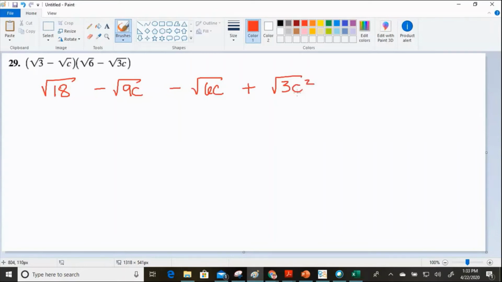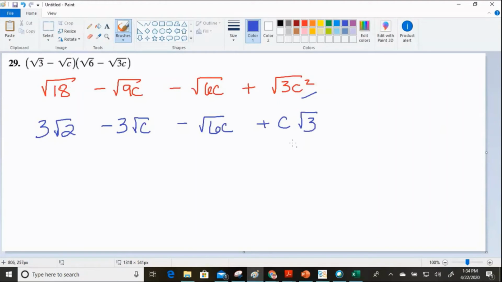So I'm going to simplify every one of them and then see if anything can be put together. So 18 is 3 square root of 2. 9c comes out as a 3 radical c. This is a 6c because that will not come down. And then here I have a c that will come out from my 2. And then I'm left with radical 3 on the inside.